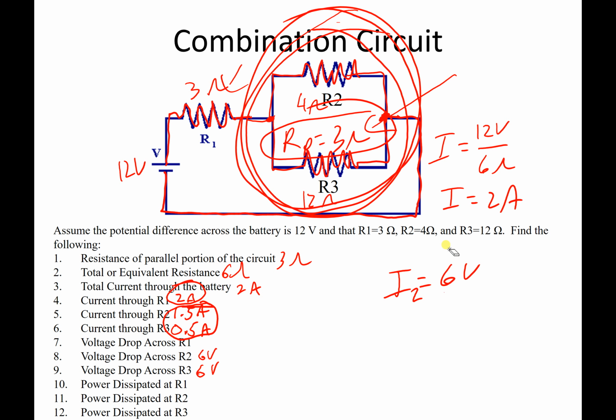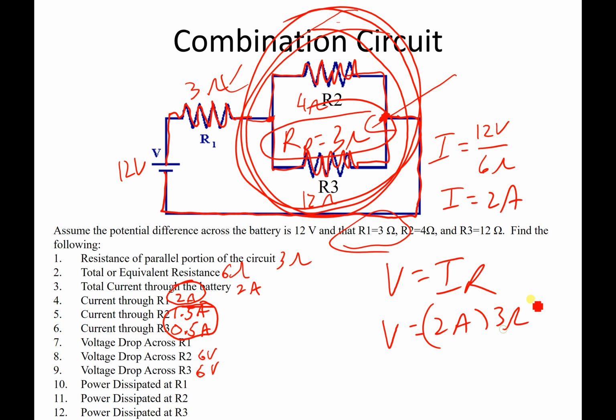Now we need to find the voltage drop across R1. To find that voltage drop across R1, just use Ohm's law. V equals IR. The current through R1 was 2 amps, and the resistance of R1 was 3 ohms, which means the voltage drop across R1 was 6 volts.